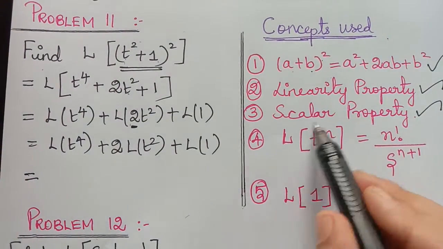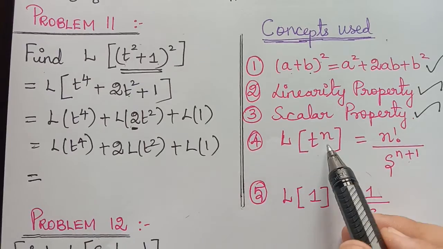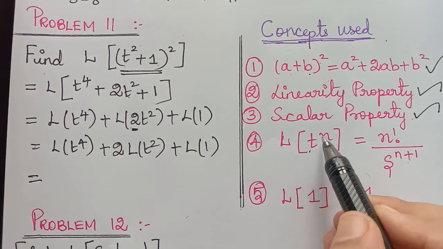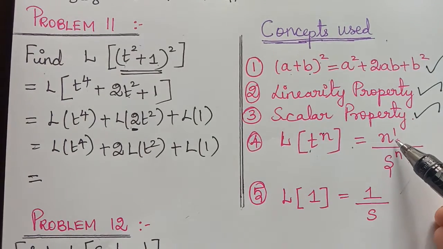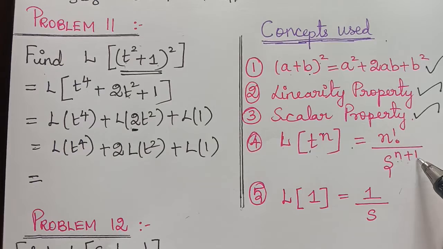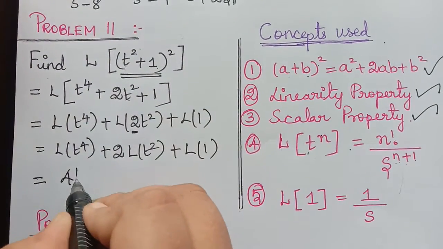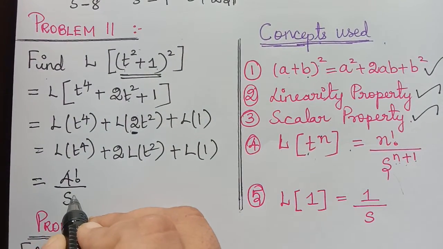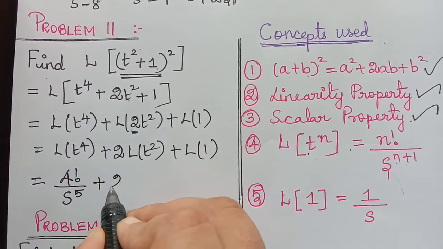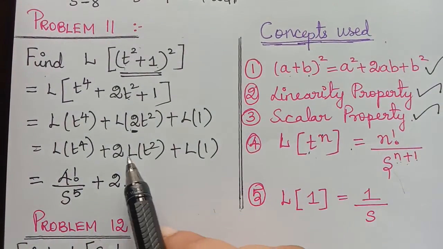By using this result, here the value of n is equal to 4. So Laplace transform of t to the power 4 will be equal to 4 factorial divided by s to the power 4 plus 1, which is 5. So 4 factorial divided by s to the power 5, plus 2 multiplied with the Laplace transform of t square.